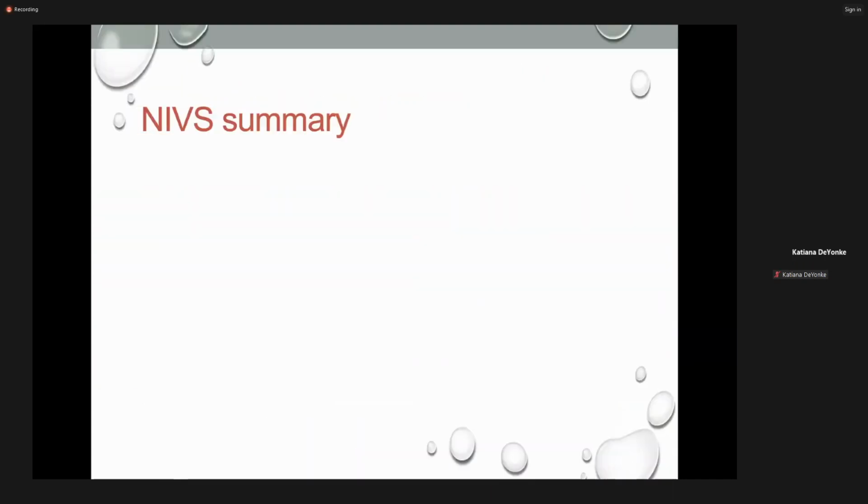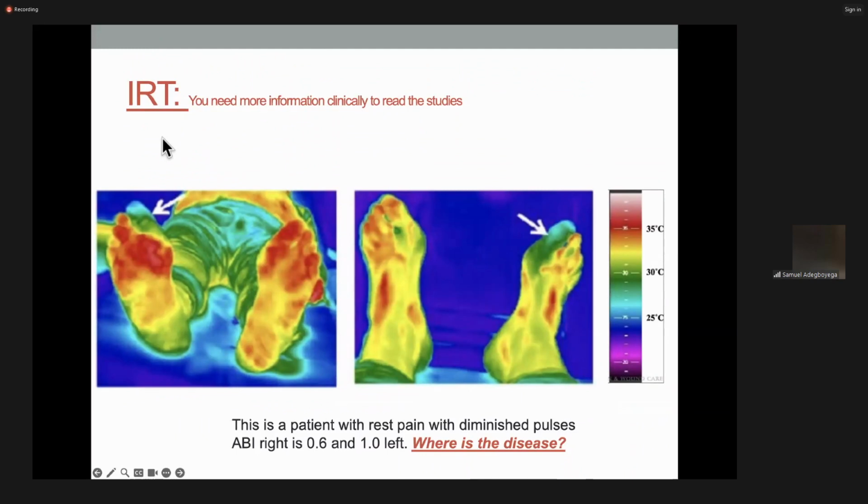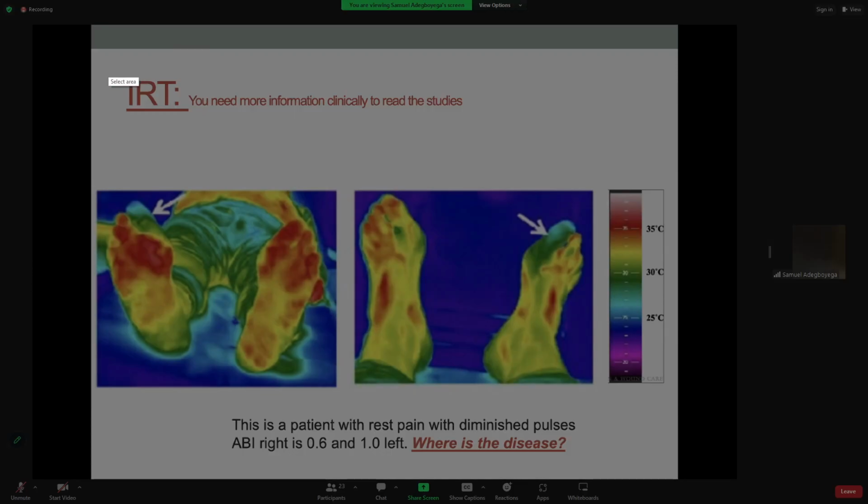Another thing you need to know about this is infrared thermography. If you compare both, where's the disease? You can tell the disease is located right here on the big toe, because you're comparing it to the contralateral. That's what you have to know. Nothing else.